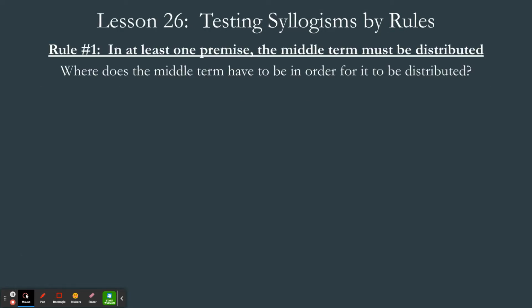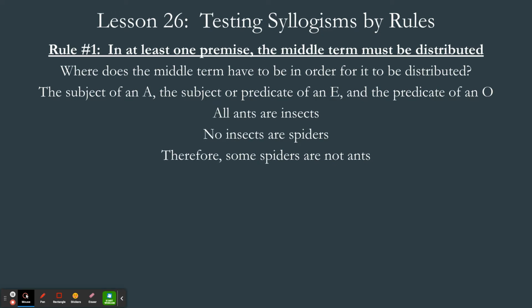So rule number 1, in at least one premise, the middle term must be distributed. Here's the syllogism we're going to look at for all 5 of these rules. All ants are insects, no insects are spiders, therefore some spiders are not ants. Remember, where does the middle term have to be in order for it to be distributed? It has to be the subject of an A, the subject or predicate of an E, and the predicate of an O. So rule number 1, in at least one premise, the middle term must be distributed. What is the middle term?